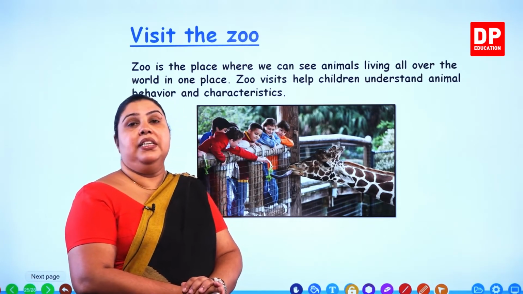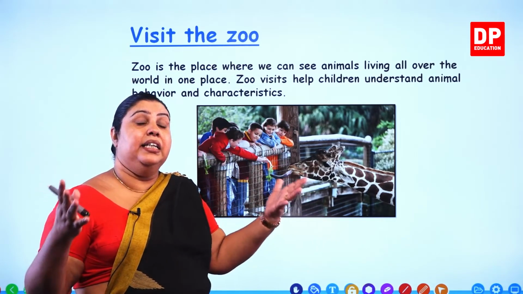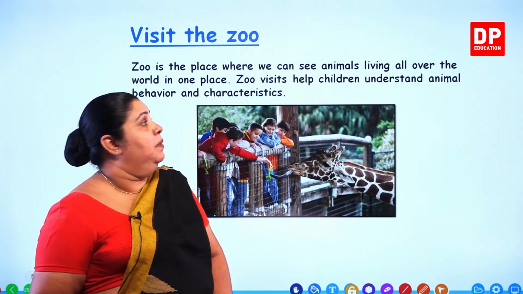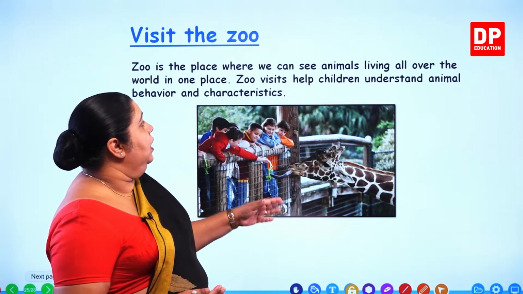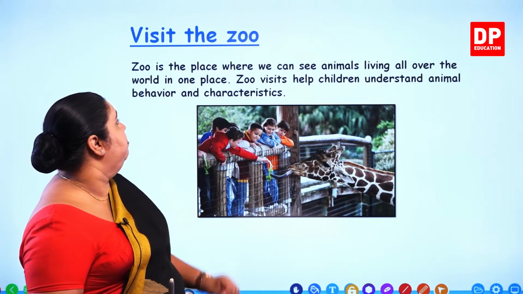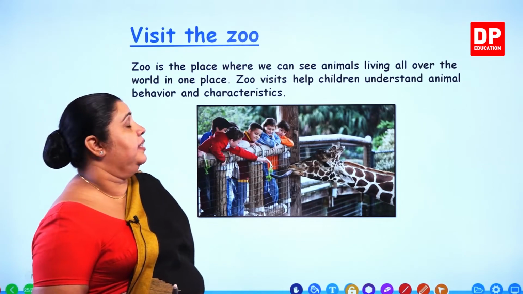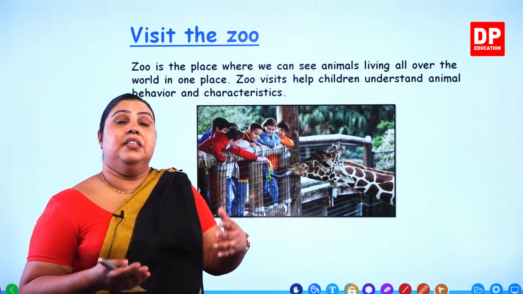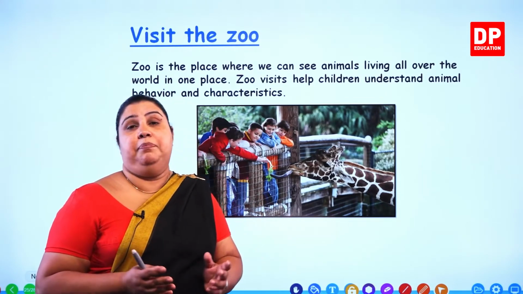So go and visit a zoo. We don't have lions and tigers in our country, but if you go to the zoo, you can see them. So when you go to the zoo, zoo visits help children understand animal behavior and characteristics. We can learn about animals. There are different ways, the behavioral patterns.